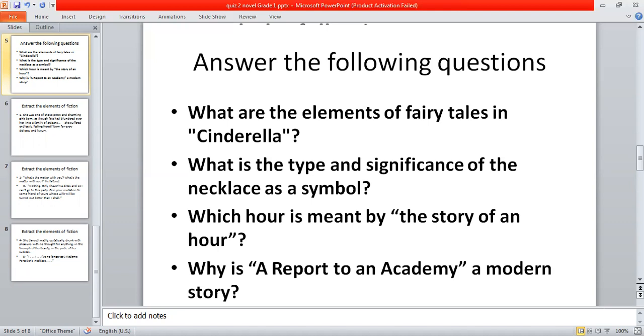Number 4, why is A Report to an Academy by Franz Kafka a modern short story? What makes A Report to an Academy a modern story? Let's move to the next question.